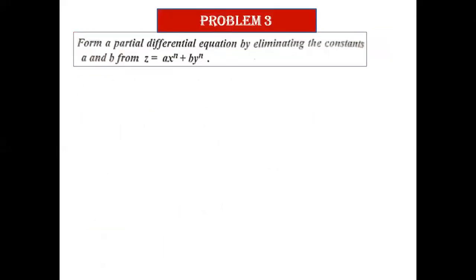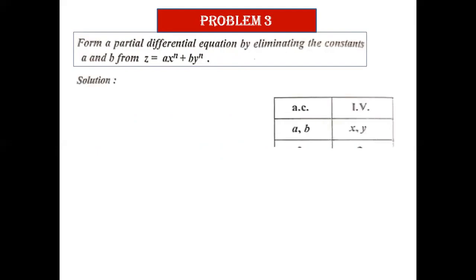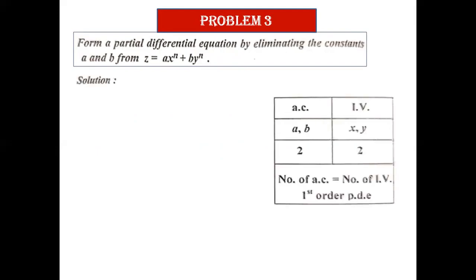Problem 3. Form a differential equation by eliminating the constants a and b from z is equal to a x power n plus b y power n. First, we write the arbitrary constants and independent variables. The arbitrary constants are a and b. The independent variables are x and y. So totally 2 arbitrary constants and 2 independent variables. This is called first order PDE.